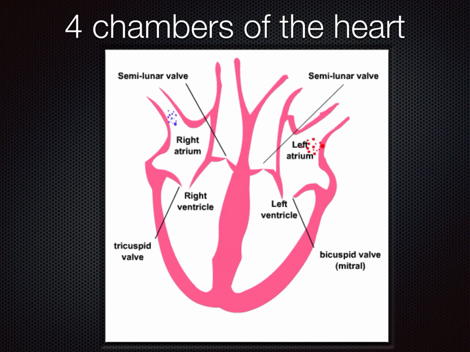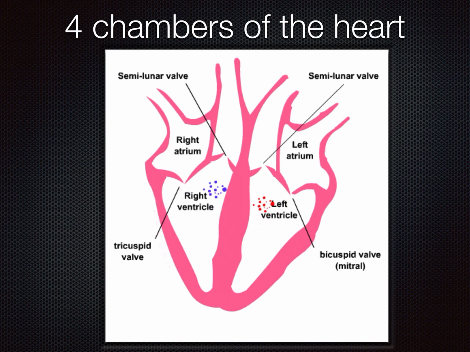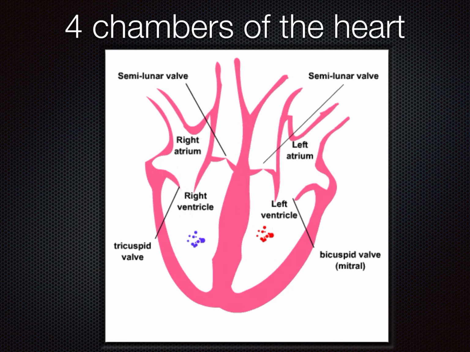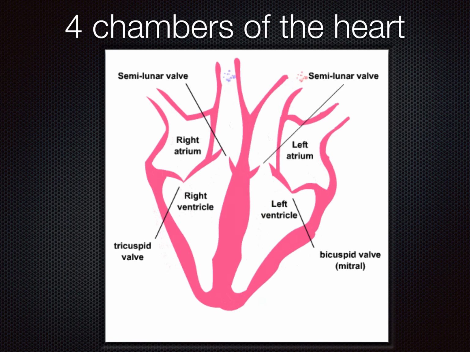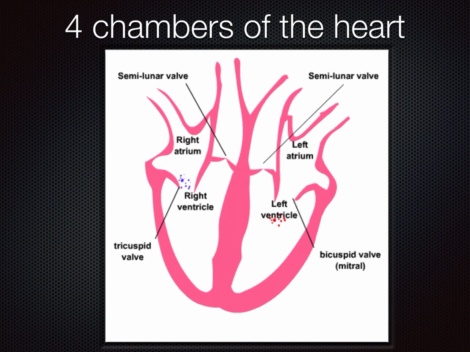Now you can see here, the blood enters both atria at the same time. The blue is the deoxygenated blood coming back from the body. The red is the oxygenated blood coming back from the lungs. So they both fill up the atria first of all. The deoxygenated blood is arriving on the right atrium.